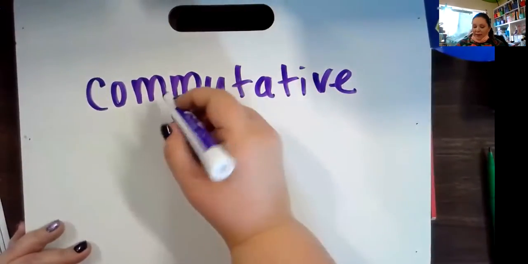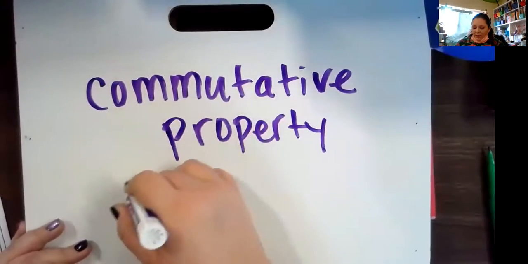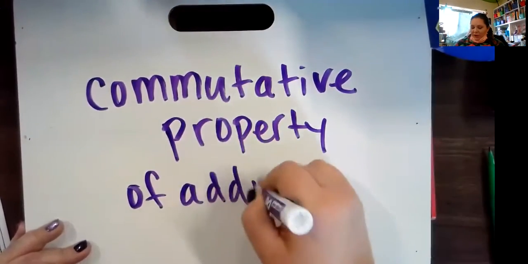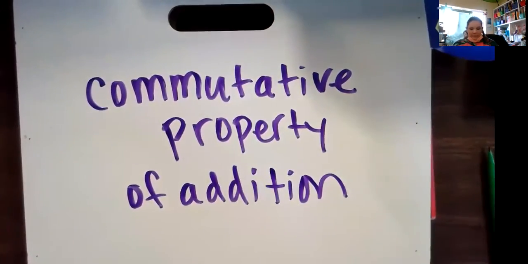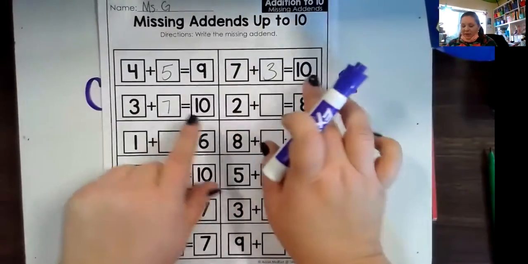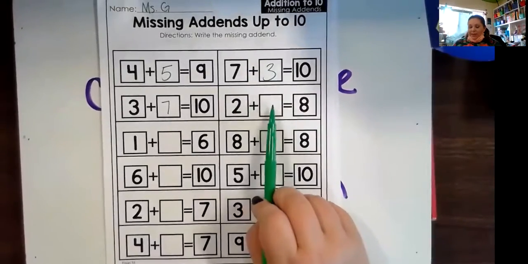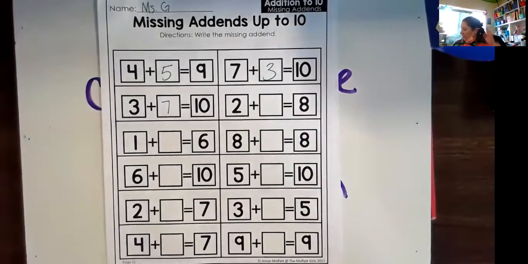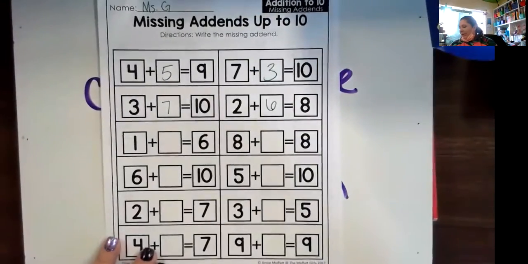The commutative property of addition. It tells us that it doesn't matter what order you add the numbers, they will still give you the same sum. So 2 plus blank equals 8. 6. Good. Okay, so that's what you'll do for that page.